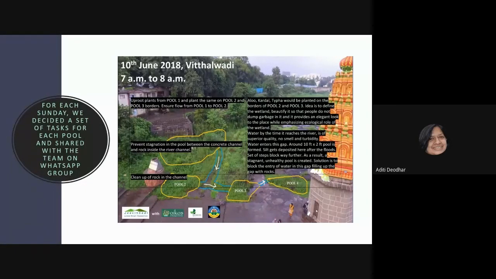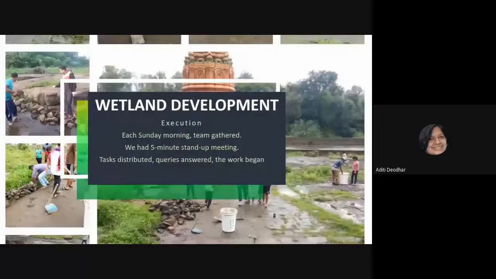The project coordinator used to make this plan and share it on our WhatsApp group. We simply listed whatever tasks we wanted to achieve that Sunday. We worked there every Sunday for 2 to 3 hours. This was the plan that was shared with everybody. And every Sunday morning, we used to simply gather there. We actually, I would say, followed an agile methodology.